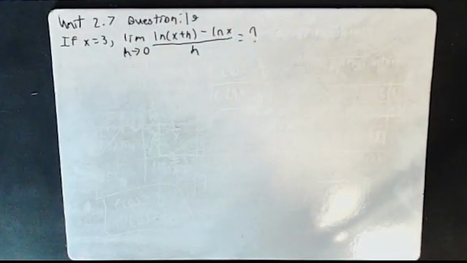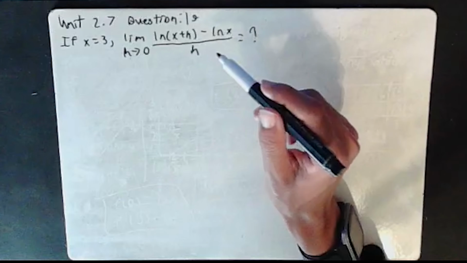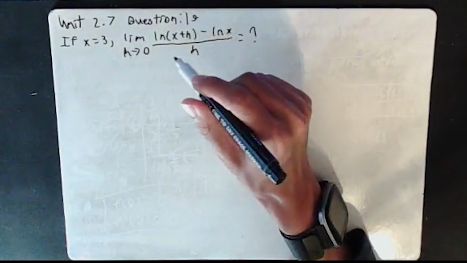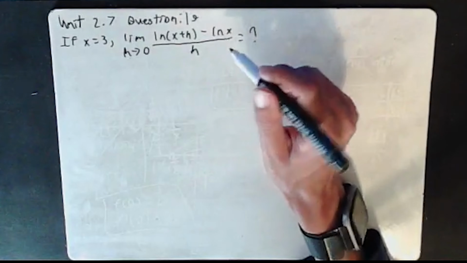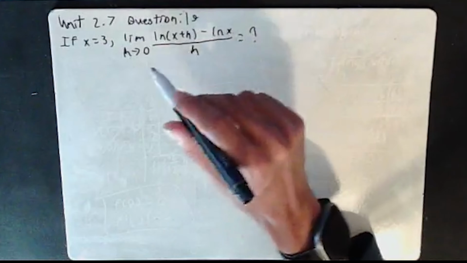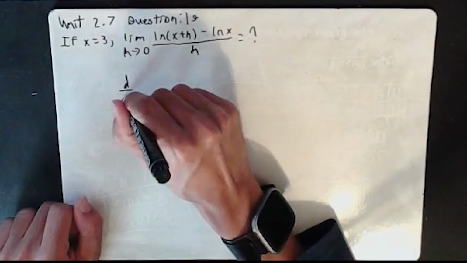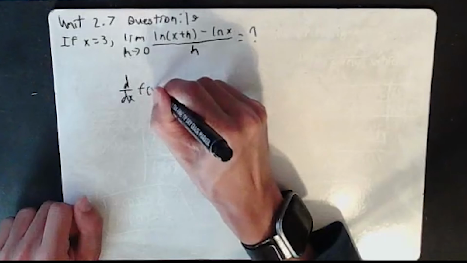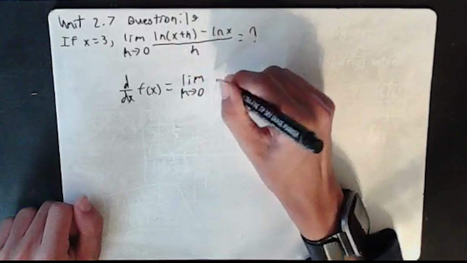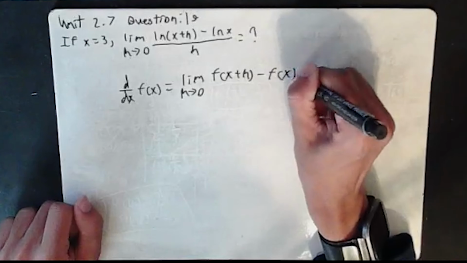This is Unit 2.7, question 19 of the test prep. If x equals 3, then the limit as h approaches 0 of ln(x plus h) minus ln x over h equals what? So now, while you could do the limit the normal way and then plug in 3 at the end, the main thing we're going to do is see this as the definition of derivatives. So basically, when you have the derivative of a function, let's say f of x, that is equal to the limit as h approaches 0 of f of x plus h minus f of x, all divided by h.